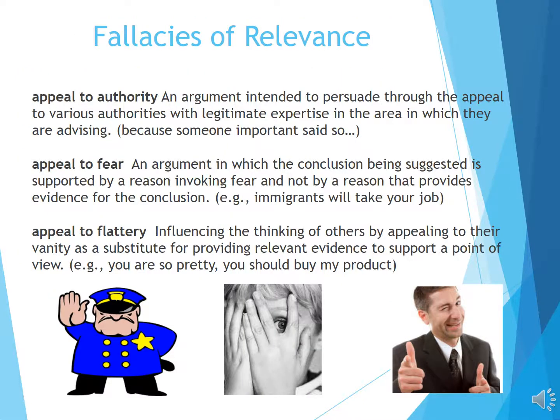Fallacies of relevance are reasoning that leads to error in thinking. An example is an appeal to authority. During an appeal to authority, an argument is intended to persuade through the appeal of various authorities with legitimate expertise in the area in which they are advising. For example, because someone important said so.